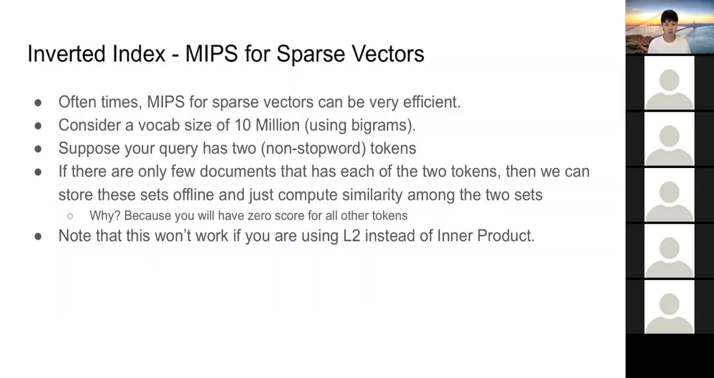And if there are only a few documents that have each of the two tokens, then we can store these sets offline and just compute similarity among the two sets. So what does that mean? Suppose that your query vector is something like a lot of zeros, and you have one here and zeros. Instead of searching through every document and trying to compute the inner product, you have only one or two ones, right? You have two ones.